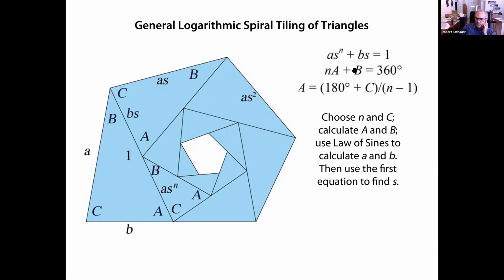Next, the side to base case. In this case, A equals B, and a tiling is allowed for any n greater than 3. I skipped 5 because 5 again is the equilateral triangle case. Here's 4, 6, and 7.